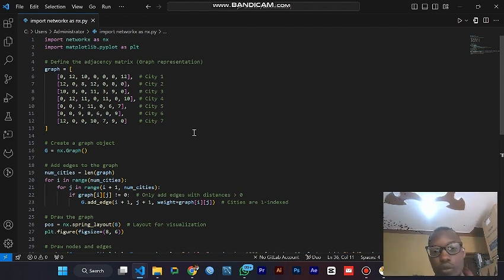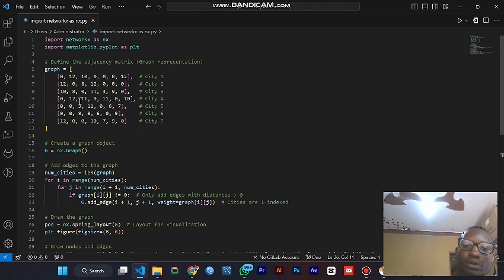Now to represent this problem, we chose to use an adjacency matrix, which is a common and efficient data structure for graph representation. In this matrix, the cities are represented as rows and columns. The value in cell i, j corresponds to the distance between city i and city j. If there is no direct path between the two cities, the value is going to be 0, as you can see here in our code.